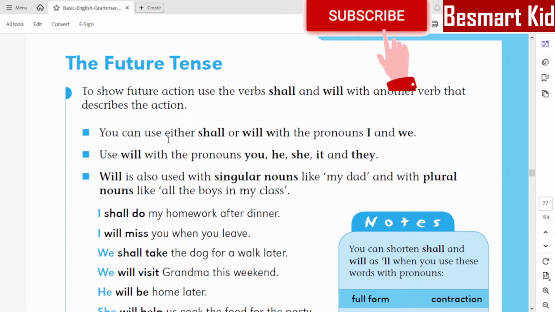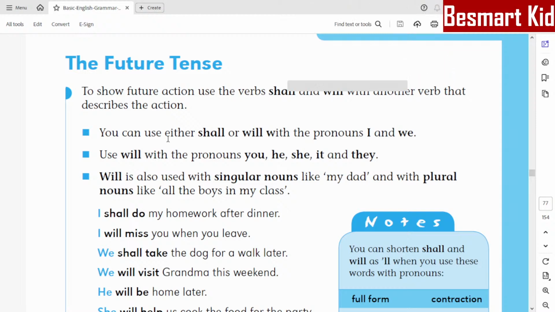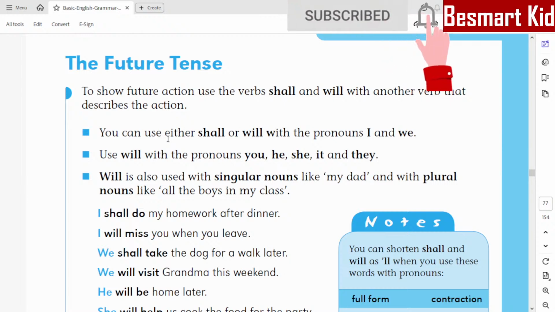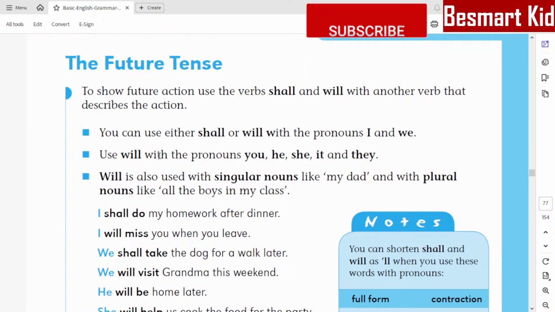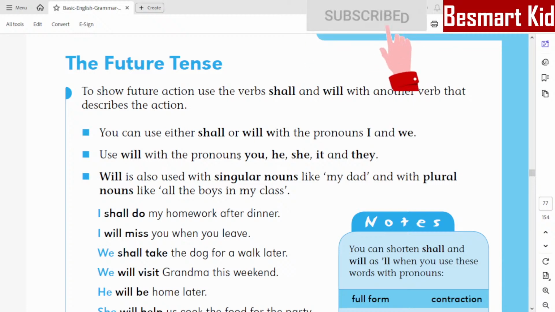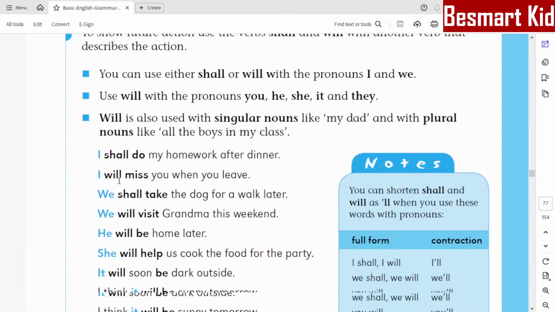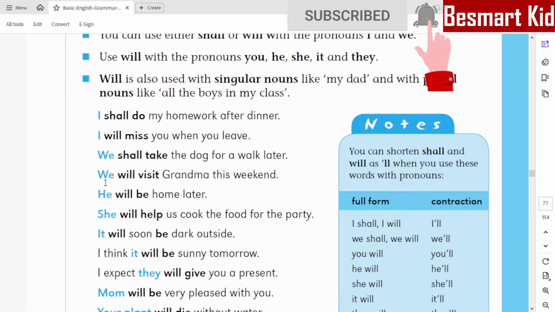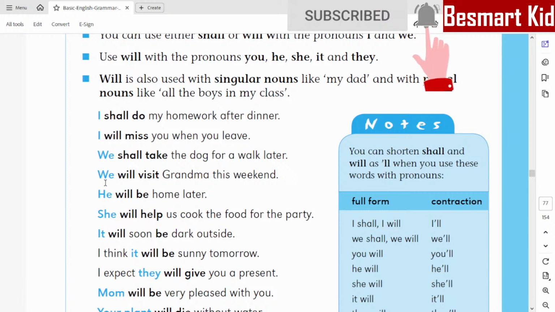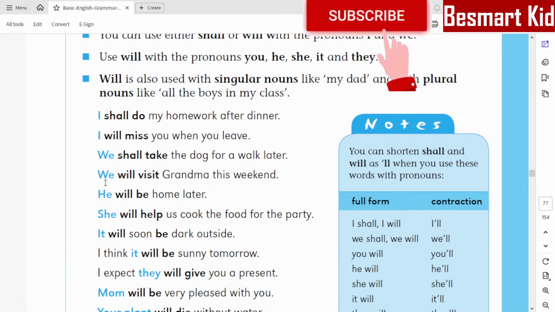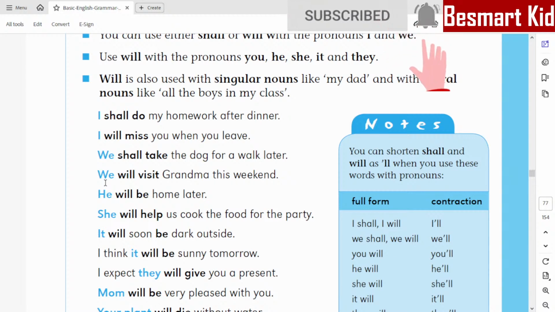The future tense. Show the future actions. Use the verb shall and will with another verb that describes the action. You can use either shall or will with the pronouns I and we. Use will with the pronouns you, he, she, it, and they. Will is also used with singular nouns like my dad, and with plural nouns like all the boys in my class.